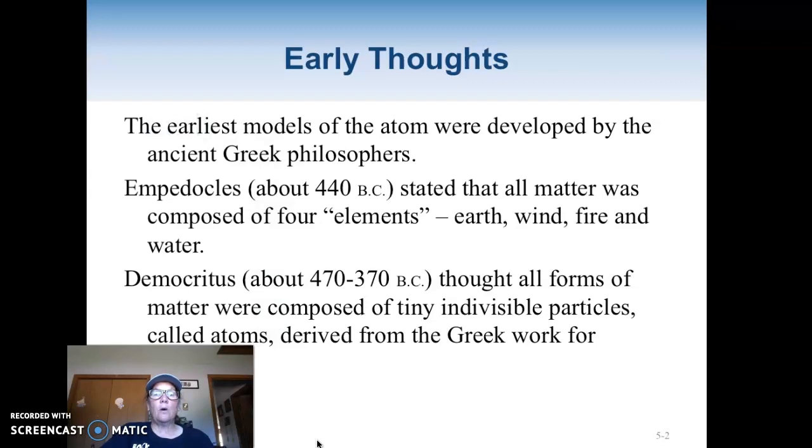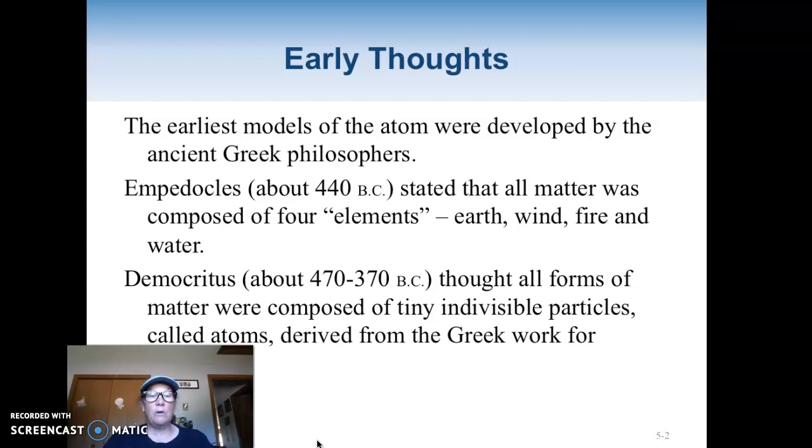So when we first started talking about atoms, these little particles that make up everything, it was kind of the crazy Greek guys, the ones wearing togas and drinking wine or something. I'm not sure, but anyway, they came up with some ideas. The first guy, Empedocles, he's the first one that said everything's made out of elements, and he said the four elements were earth, wind, fire, and water. He said that was it.